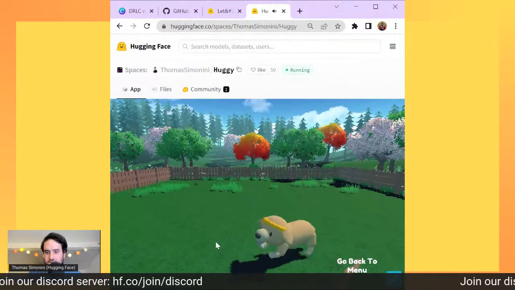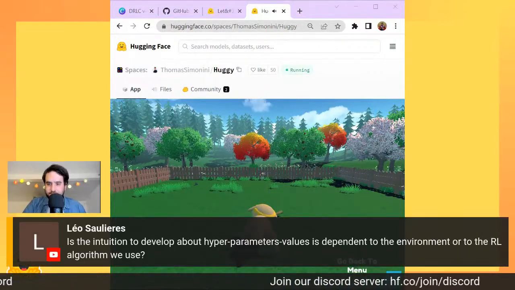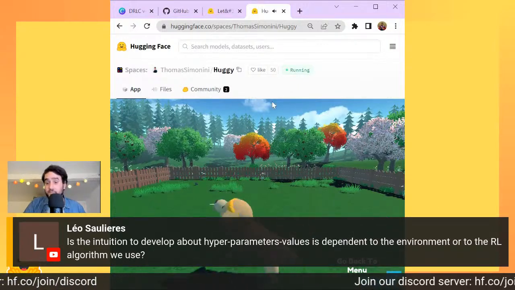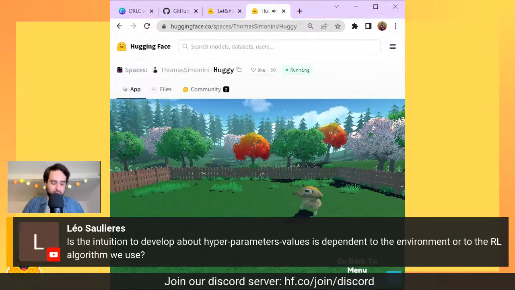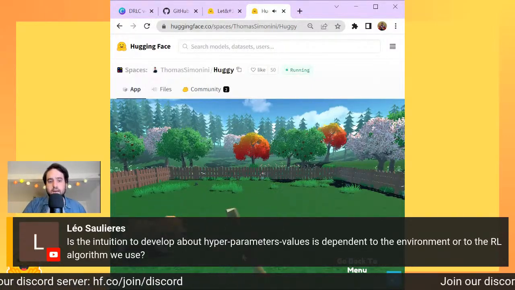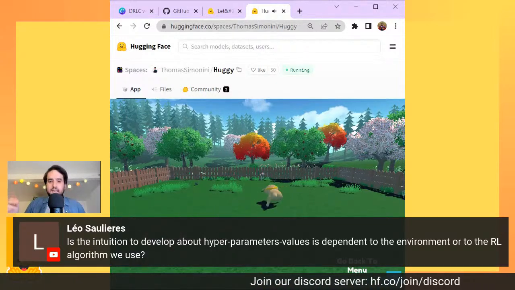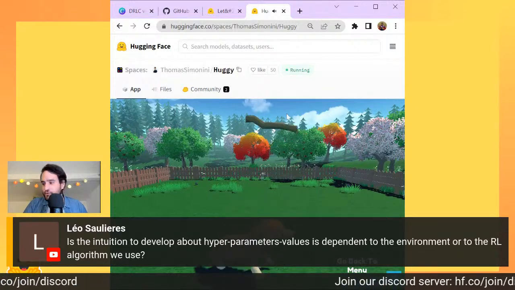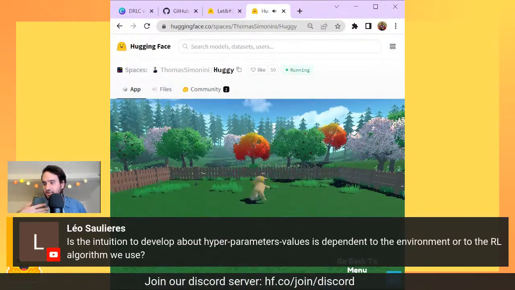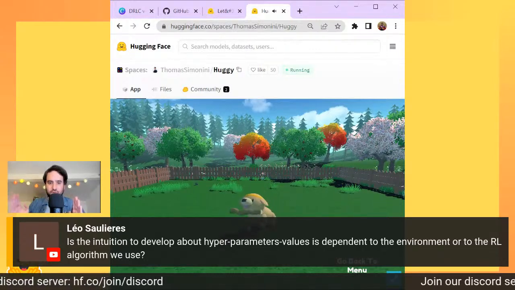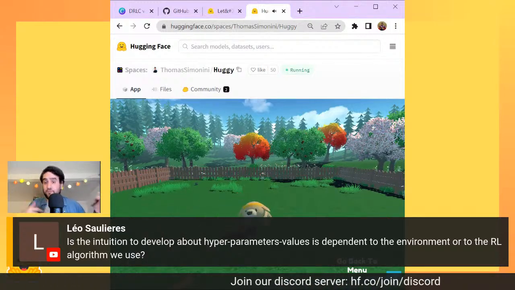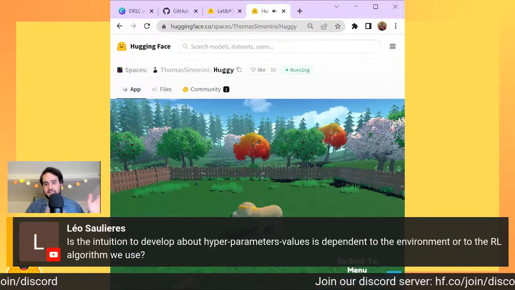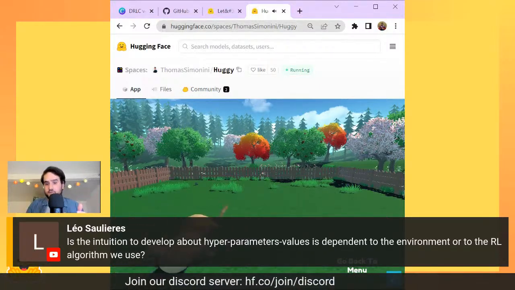Let me check. Are hyperparameter values dependent on the environment? Let me show you the question. Is the intuition to develop about hyperparameter values dependent on the environment or the reinforcement learning algorithm used? It's both. Let me take a simple example. If you have a game like Age of Empires, where the long-term reward is very important because you need a long-term strategy, in that case you need a large gamma, a large discount rate, so that you have an agent that will focus on the long term. Then you will have some hyperparameters for the model itself. For instance, the number of layers, if you use a convolutional neural network because you have the frame as a state, or if you have a state vector, for instance, you use a multi-layer perceptron. So it's for both.